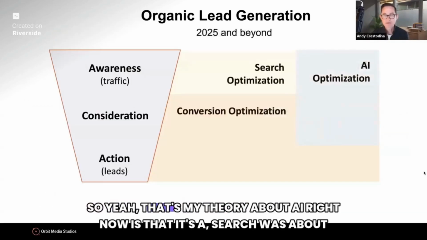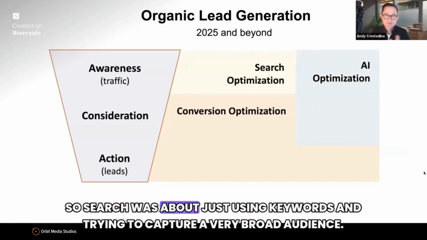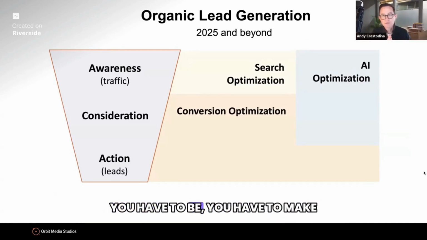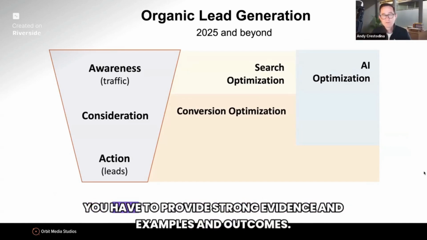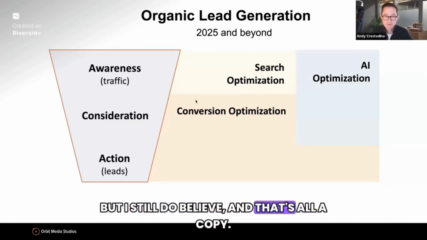It'll tell you. So that's my theory about AI right now: search was about getting a click. AI is about getting recommended. Search was about using keywords and trying to capture a very broad audience. AI is about the sales. You have to know what wins the sales call. You have to do objection handling in your copy. You have to provide strong evidence and examples and outcomes. You probably need to be specific about the job title of the buyer. And that's all copy.